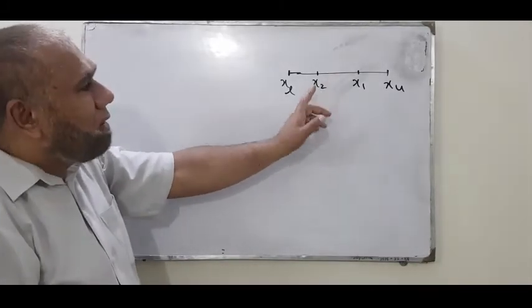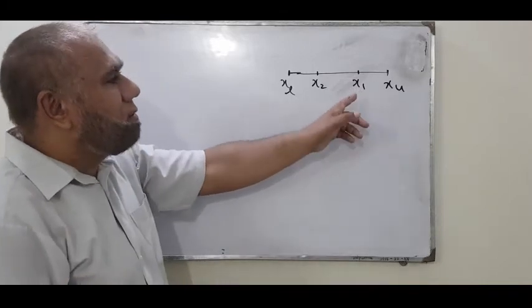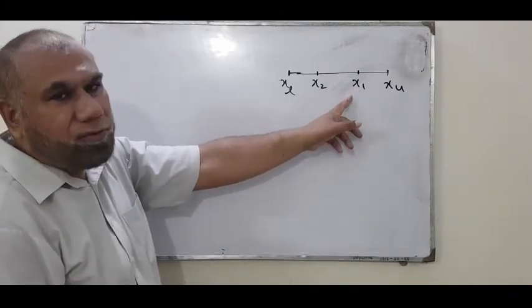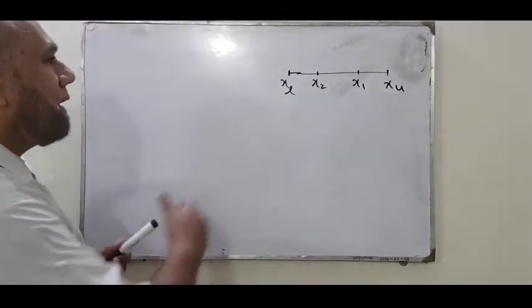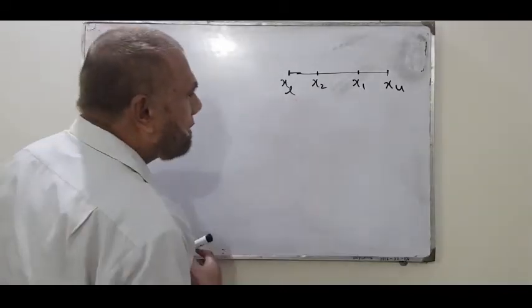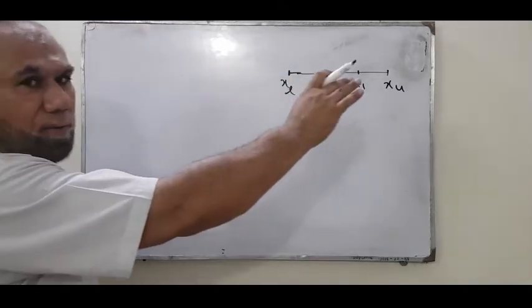I intentionally write down X2 before X1. And now the question arises, how do we find out X1 and X2? So this is the most important thing we have to cover. In order to find out these two inner points, we will be making use of R.